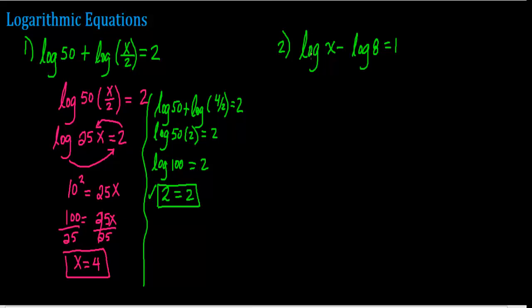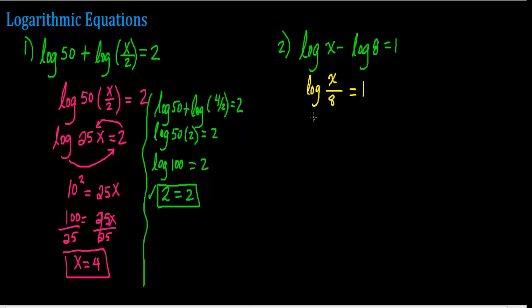For the second example, I have a difference of logs. I have logs that have the same base. The property says that if the logs have the same base and I have a difference, I can rewrite this as a single log. But instead of multiplying the arguments, I divide them. So there it is. I've rewritten this as a single log.